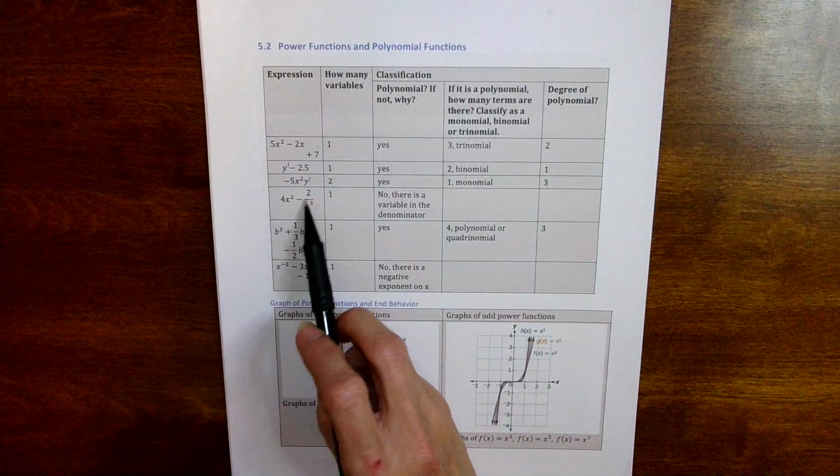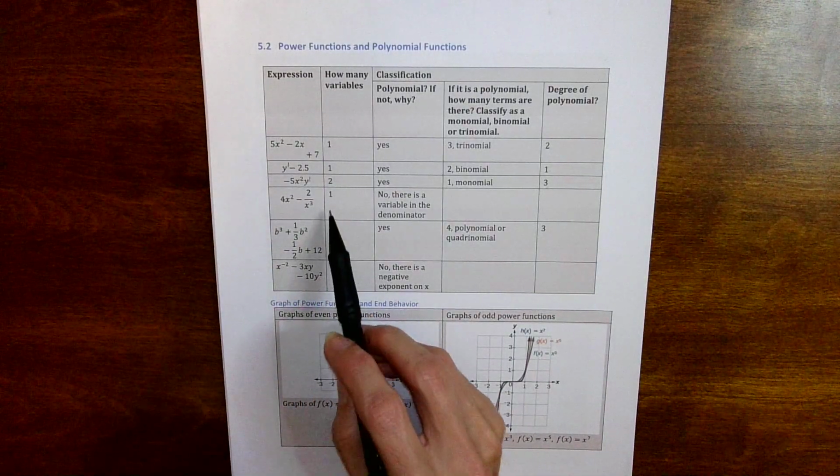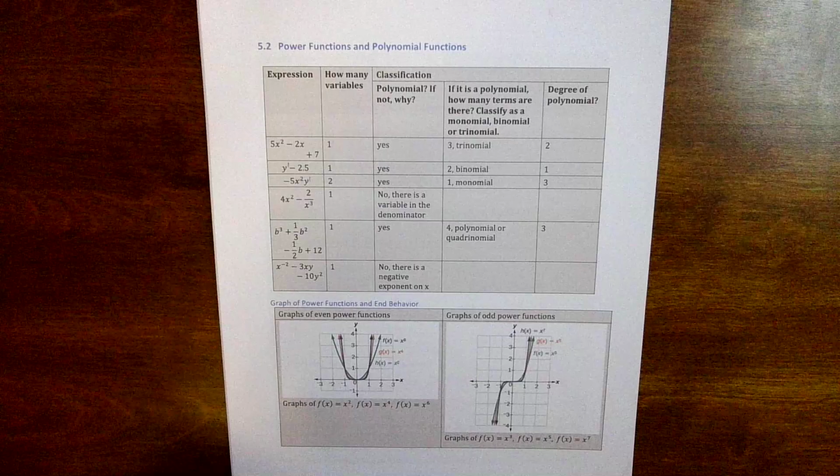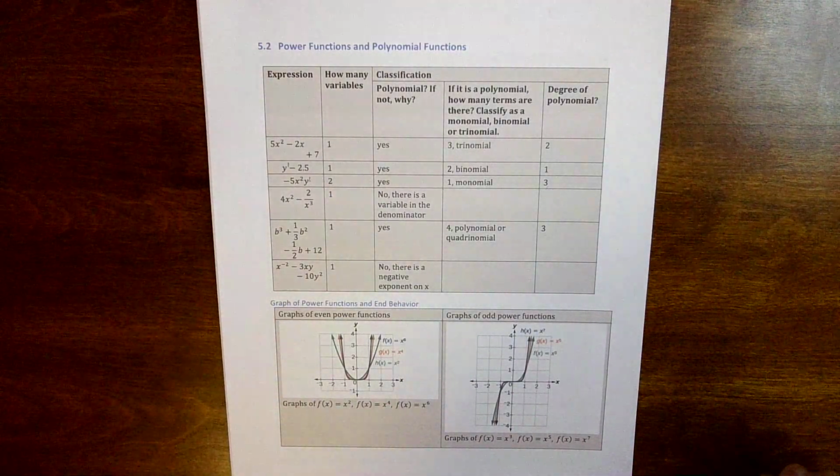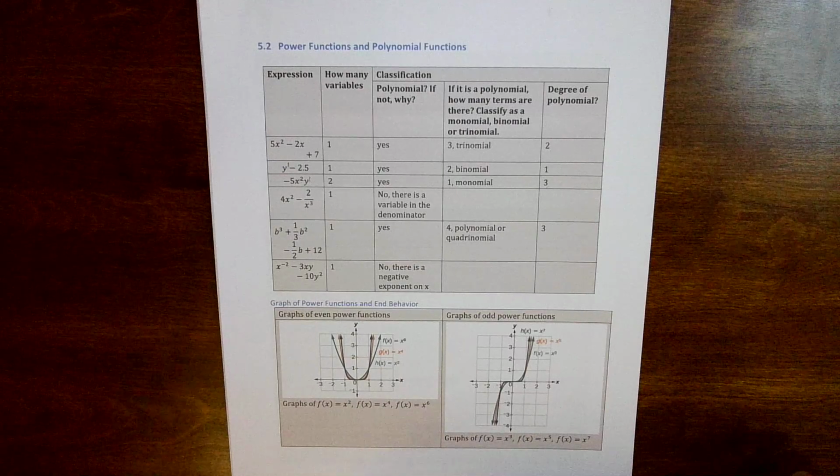This one, 4x squared minus 2 over x cubed. How many variables? 1. Is it a polynomial? No, because there is a fraction with a variable in the denominator.